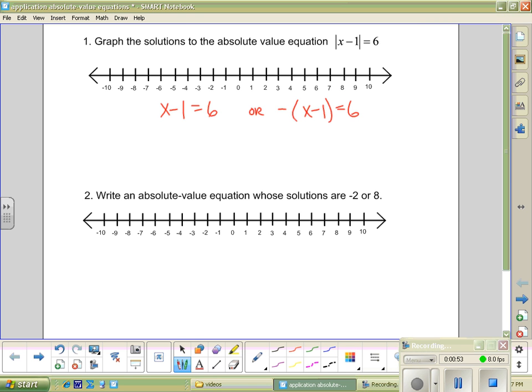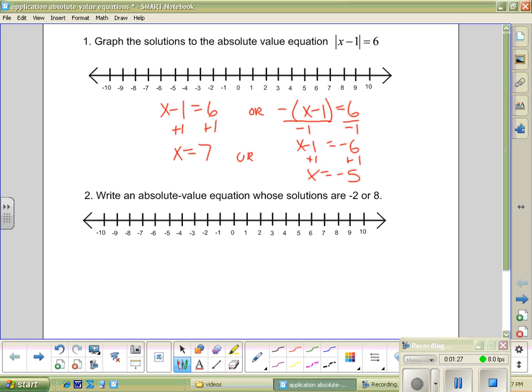If we solve each of these individually, we add 1 to both sides here. I'm going to write it down, even though I don't think you really need to see this work. x could equal 7, or, my first step here is to get rid of that negative, so I'm going to divide both sides by -1. Then I have x minus 1 on the left-hand side equals -6 on the right-hand side. I'm going to add 1 to both sides, and that gives me x has a value of -5.